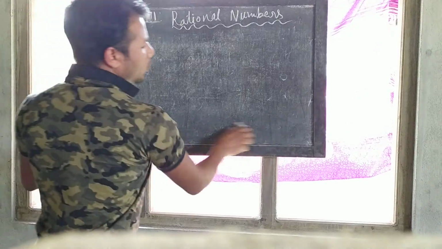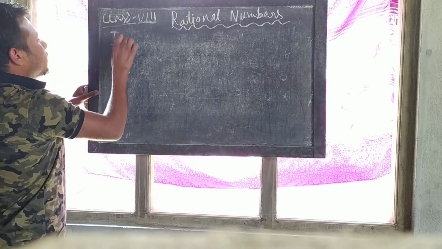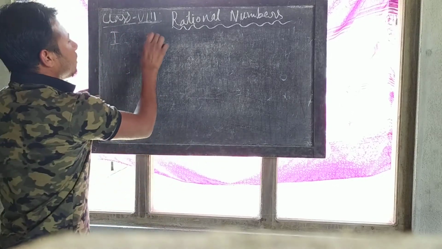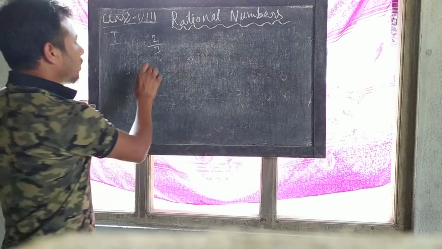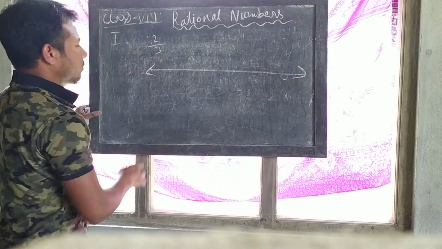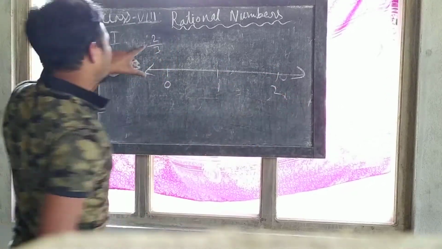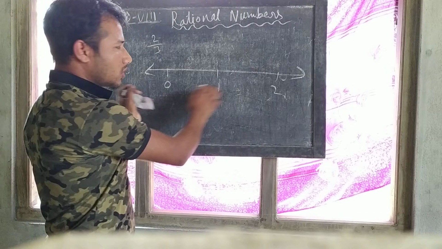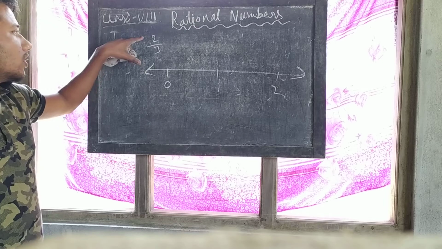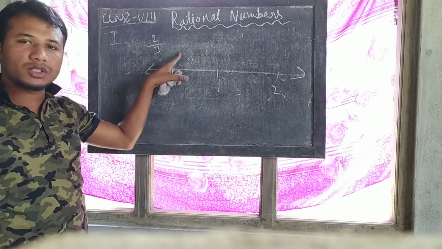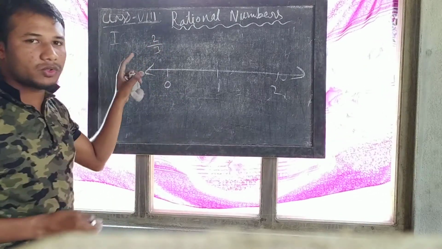Now next part, how to represent rational numbers on a number line. First we consider a proper rational number, that is, a proper fraction. Suppose 2 by 3. So draw a number line: 0, 1, 2. Since this is a positive number, I am writing it just to the right side of the 0. For a proper fraction, it will always be less than 1, because as the numerator is less than the denominator, this is less than 1. So this number is between 0 and 1.